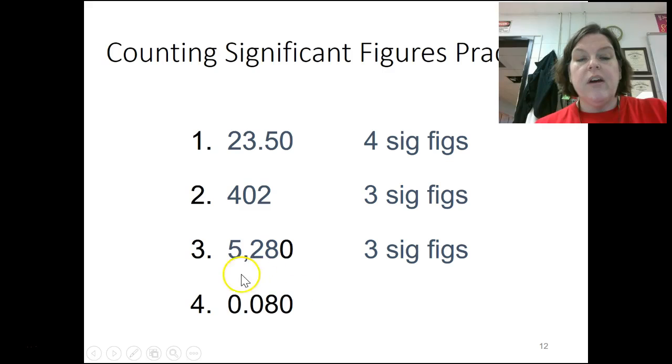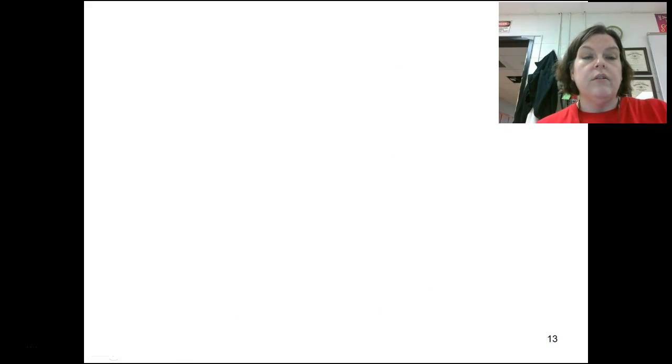In this figure, we've got a couple kinds of zeros, right? We have a trailing 0, but it has a decimal point, so that trailing 0 counts. We have leading zeros, but they're not sandwiched, so these zeros don't count. So we have the 8 and the 0, and that would be 2 significant figures.